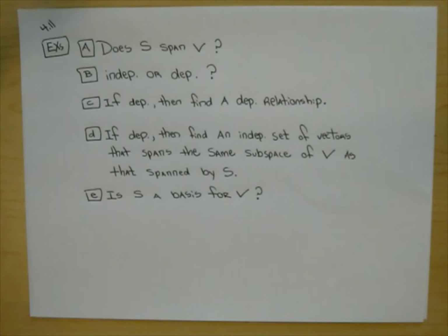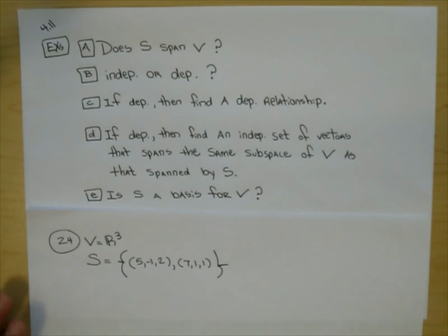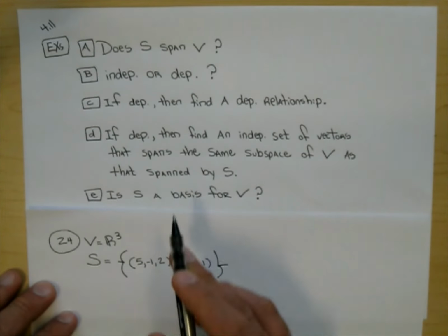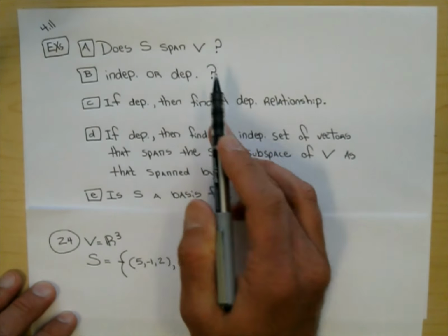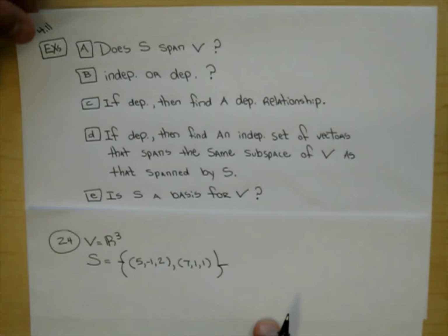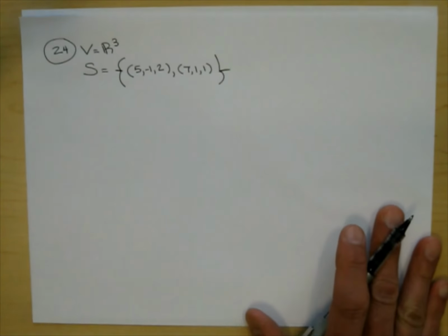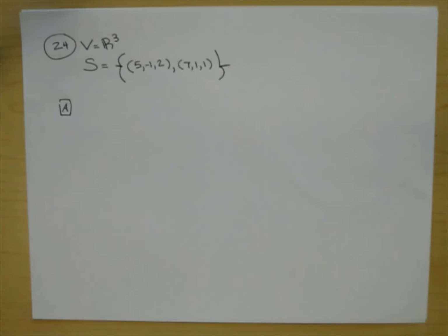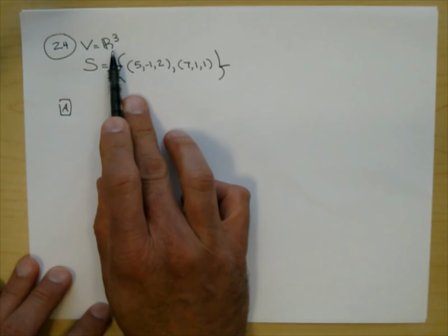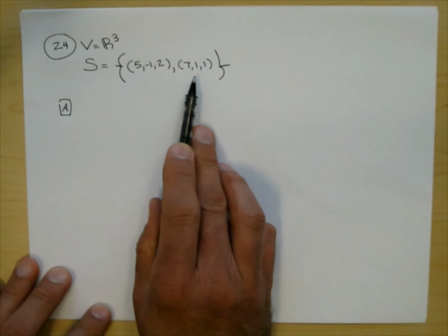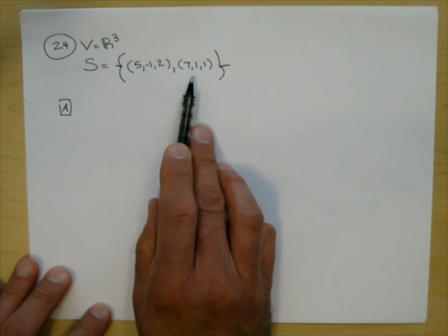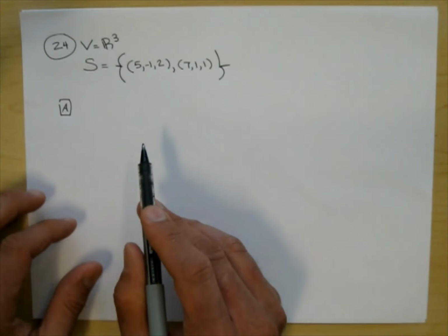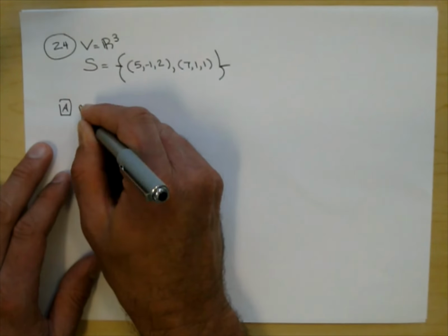So let's go ahead and look at our first example. Our first example is number 24. Now you might pause this and see if you can do this problem on your own. Okay, so let's talk about this. Does S span V? I'm going to move this off to the side, and I'll just verbally say these from time to time. Well, here's the deal. In order to span R3, you need how many vectors? You need 3 vectors. So does S span V? The answer to that question is no.